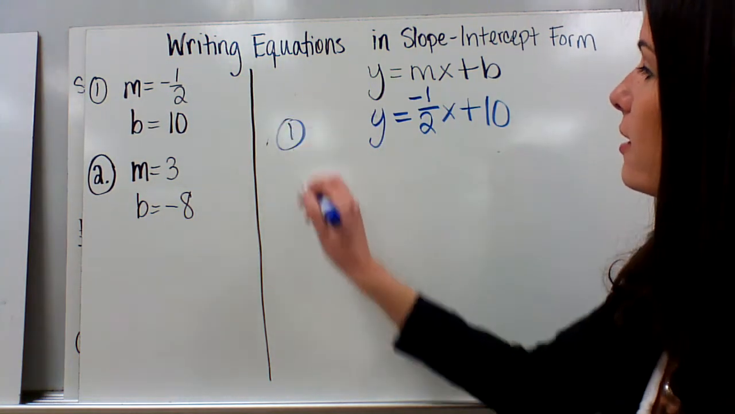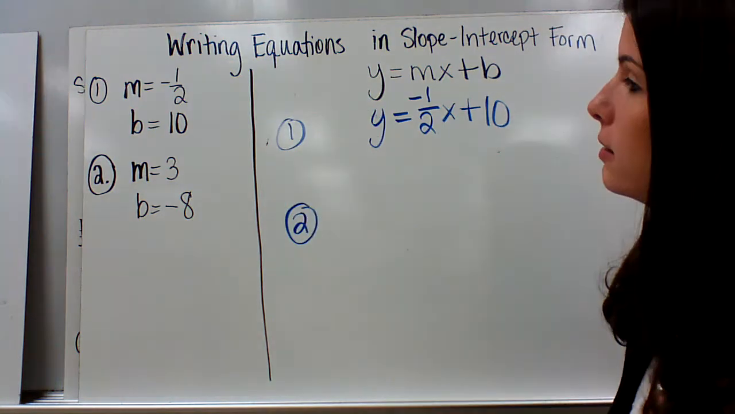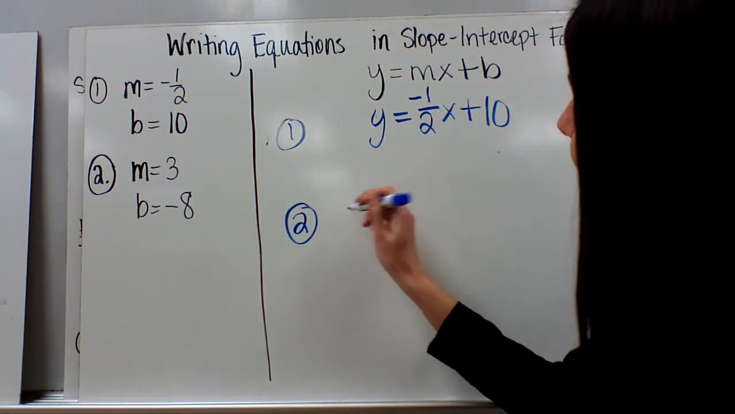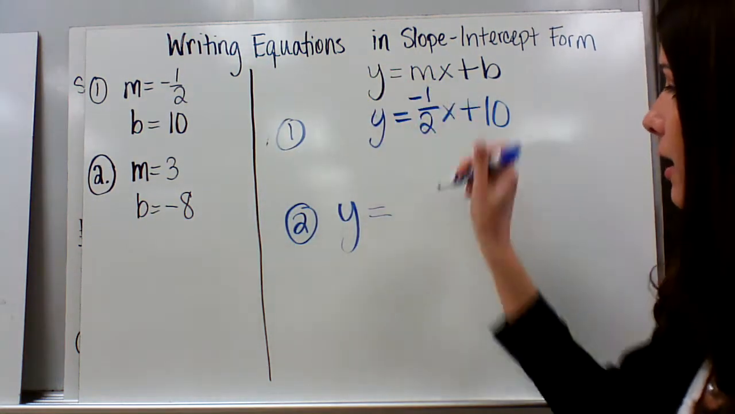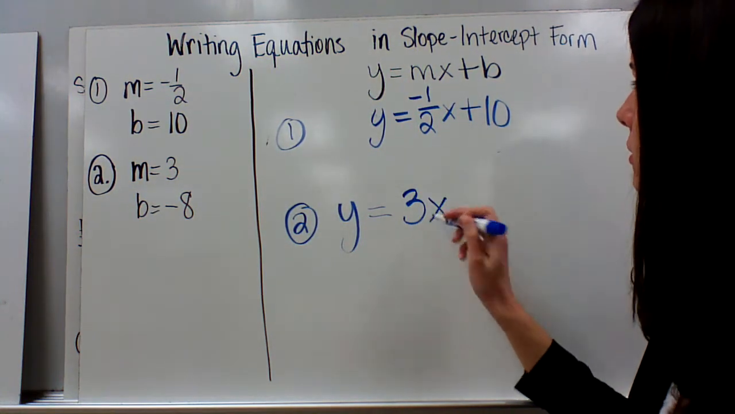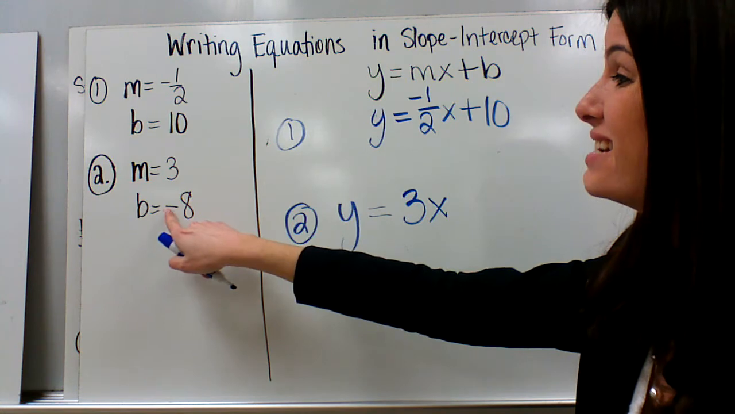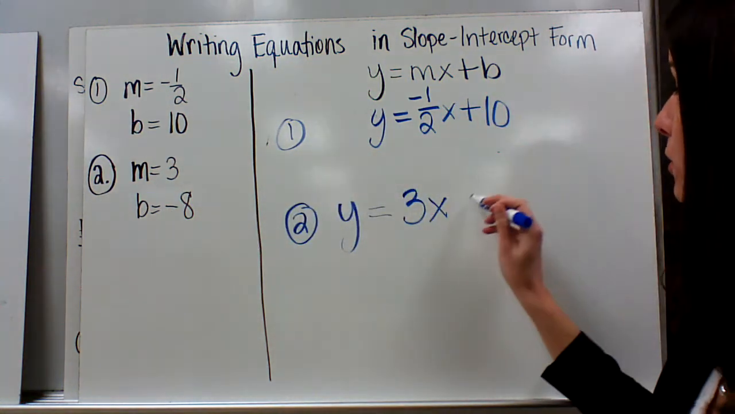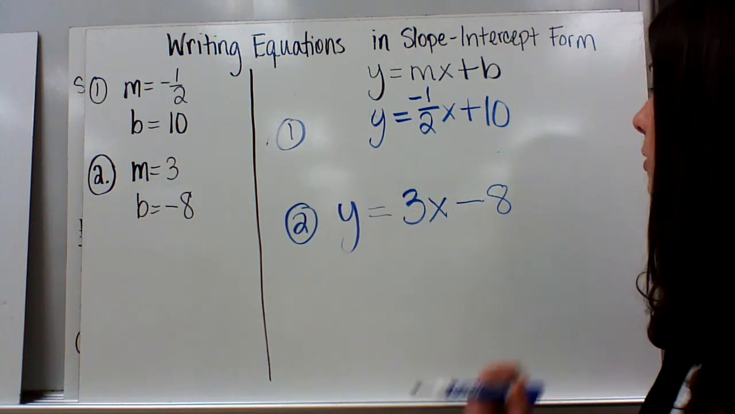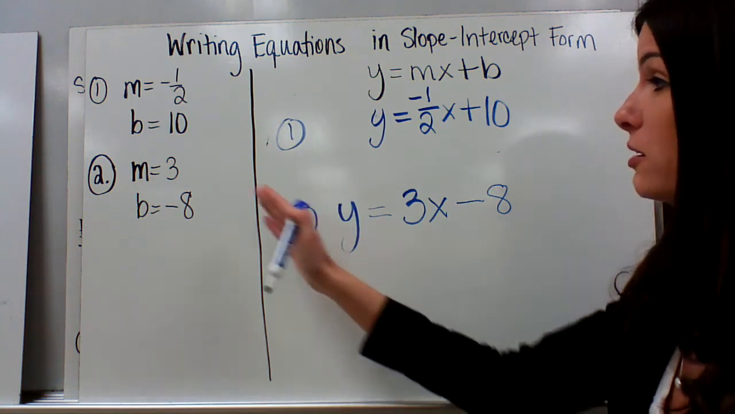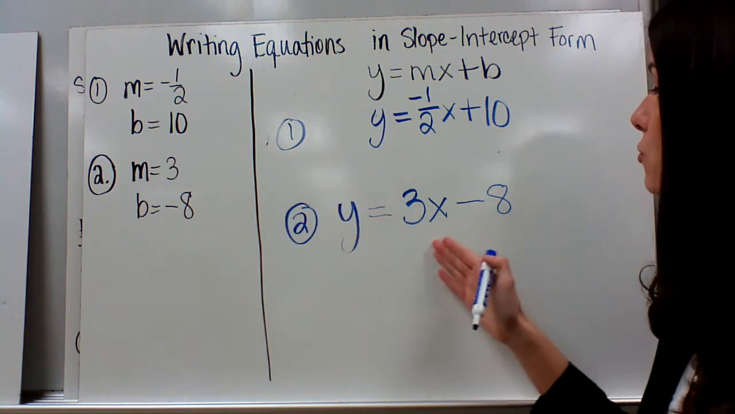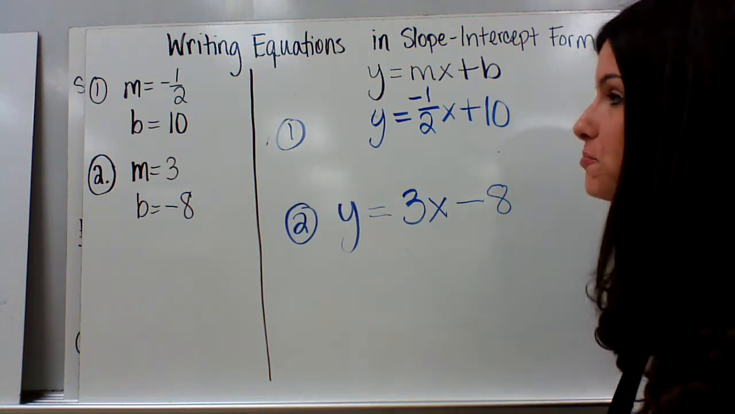Let's try another one. So we have y equals 3x, and then since this is -8, we'll put subtracting 8 in our equation. So the equation for this is y equals 3x minus 8.